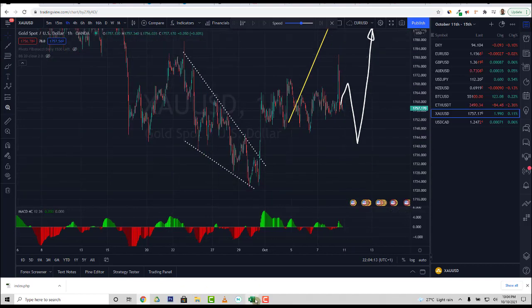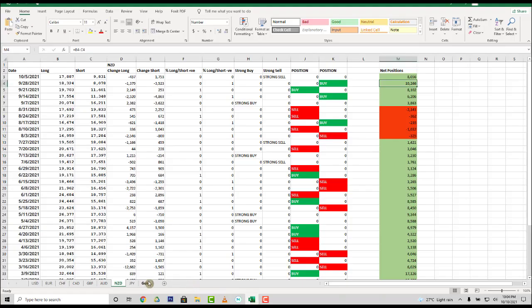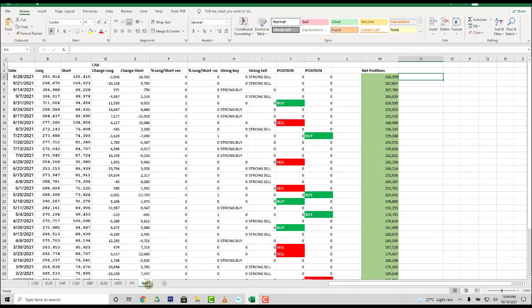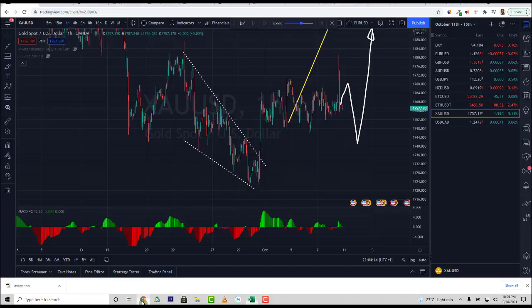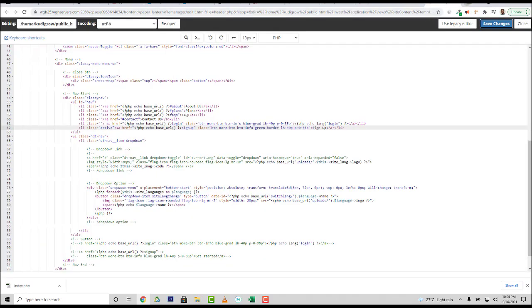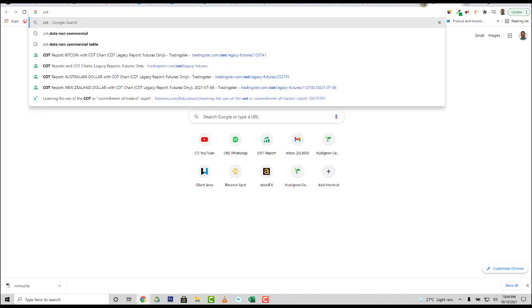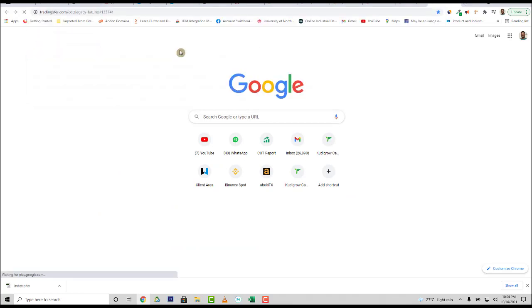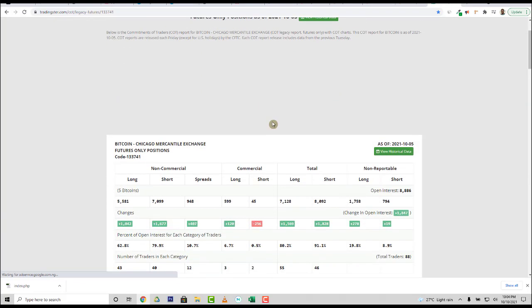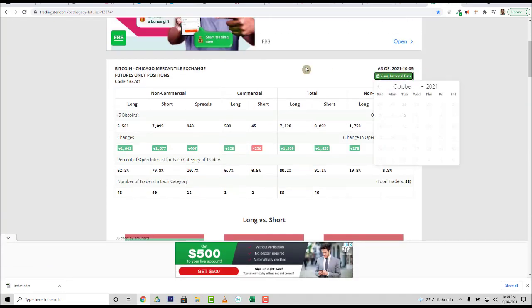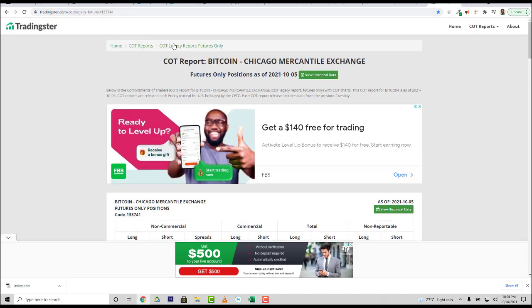Let's see if I've updated my gold. Okay, I haven't done that. Let's check it out. Let's go to commitment of traders and update gold. So I want to update my gold data and see what the commitment of traders says about gold. Let's do that real quick.